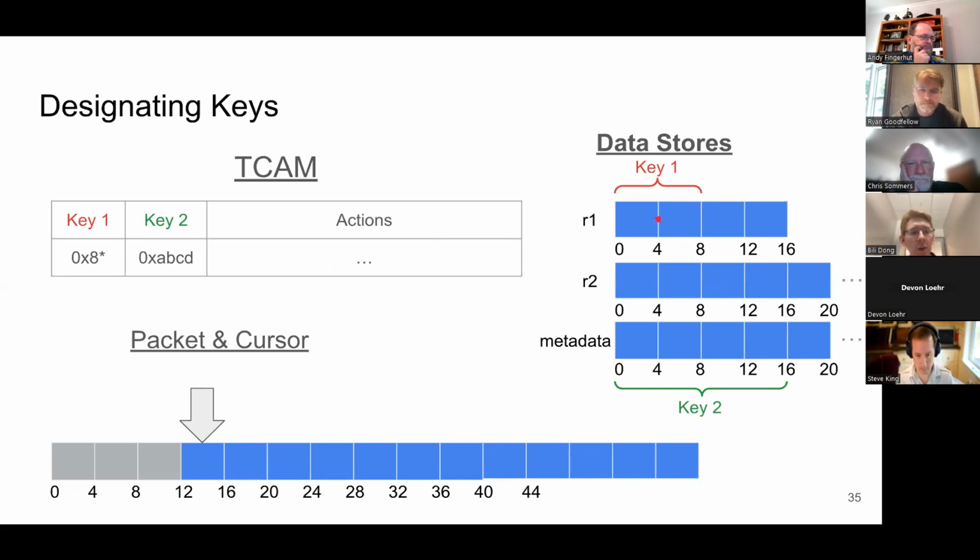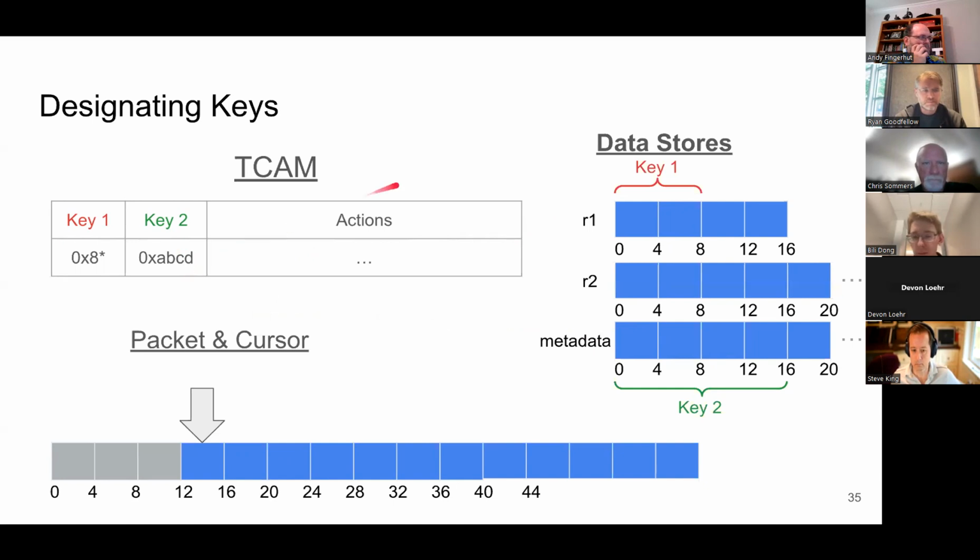the first column of every TCAM will match against whatever value happens to be in these 8 bits at that time. And you can see over here that the pattern we've put here is 8 bits wide, just like the key location. Similarly, we've also designated the first 16 bits of the metadata store as our second key, meaning that the second column of every TCAM will match against whatever value happens to be in these 16 bits. And again, the pattern is an appropriate length.